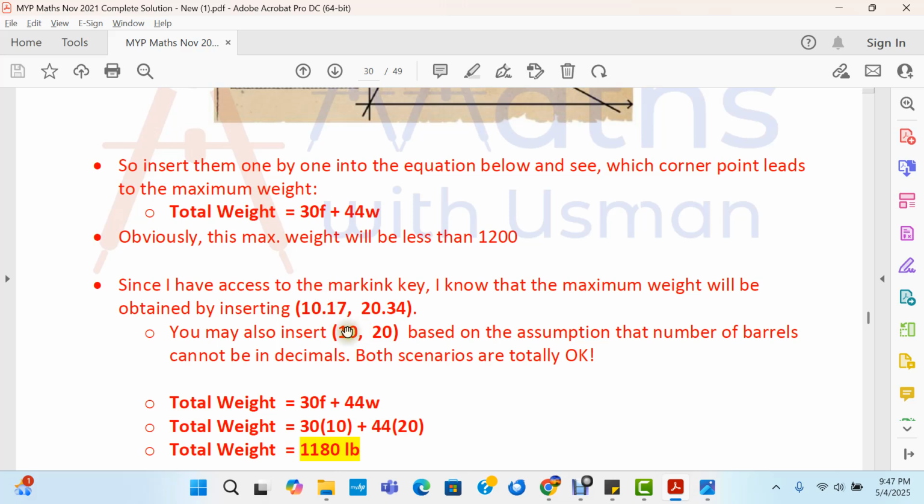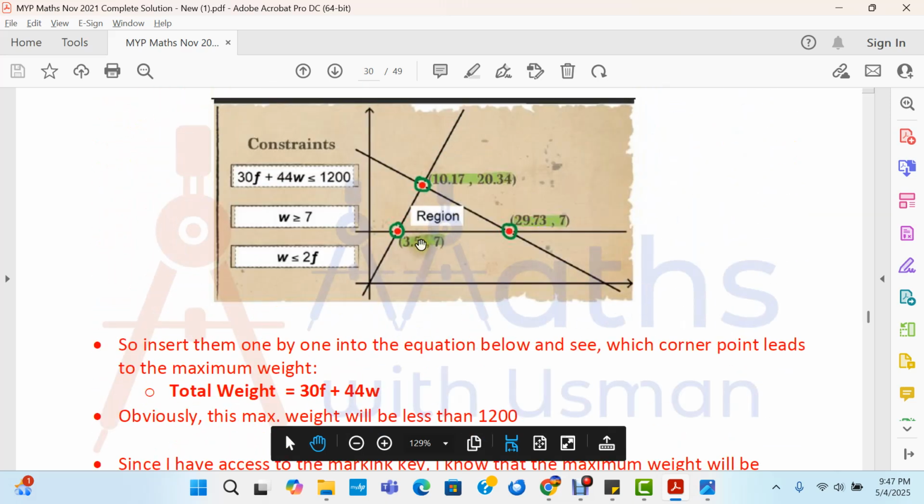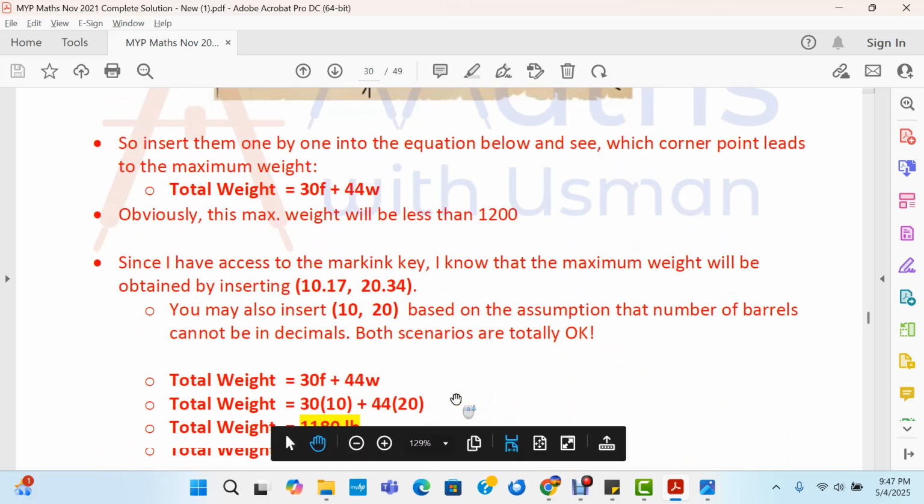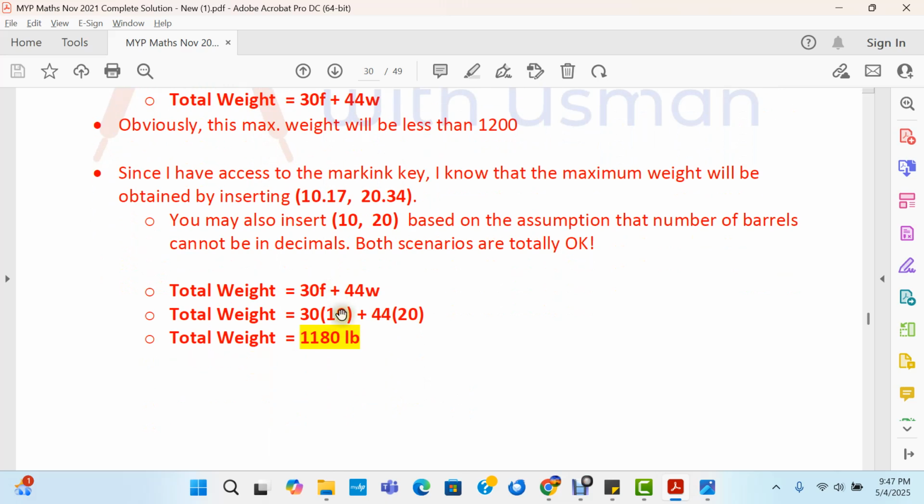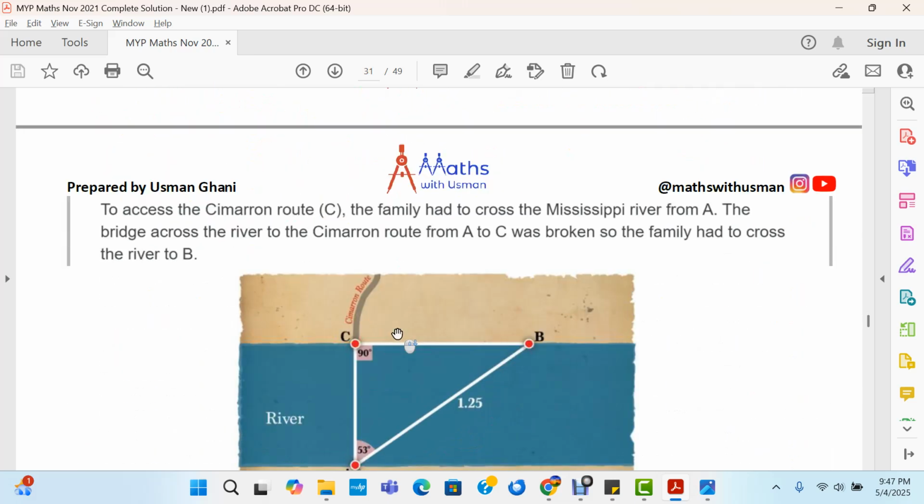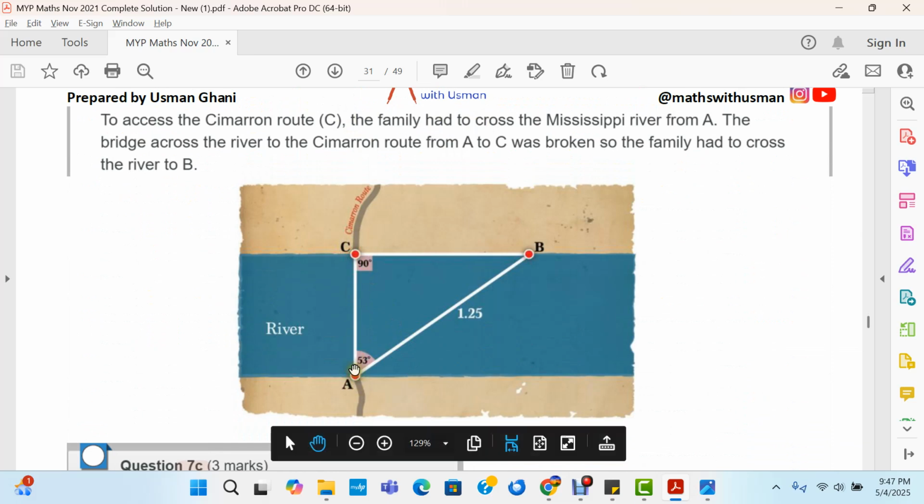So let's choose 10 and 20 as the number of barrels of food and water respectively. When I choose this, I get an answer of 1180, and I guarantee you, if you choose this combination or this combination, you will get a lower answer than 1180. So I need the maximum possible. This is the maximum possible. So this is 10 food barrels and 20 water barrels. It gives me this maximum possible answer. Case closed.